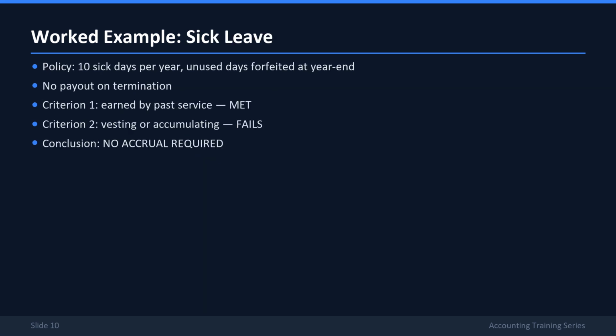Now let us apply the 4 criteria test to the same company's sick leave policy. The policy provides 10 sick days per year, but unused days are forfeited at year-end, and there is no payout on termination. Criterion 1 is satisfied because sick leave is earned by service, but Criterion 2 fails because the days are forfeited on termination and do not accumulate. The failure of Criterion 2 alone is sufficient to conclude that no accrual is required. If the policy were to change so that unused sick days carry forward or are paid out, all 4 criteria would be met and accrual would become mandatory.